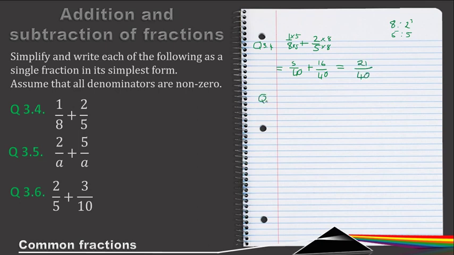Then we go to question 3.5. I've got 2 over a plus 5 over a. So 2 plus 5 gives me 7 over a. That's my final answer. Then question 3.6. 2 over 5 plus 3 over 10. Now lowest common multiple is 10, so multiply by 2, top and bottom. Then I get 4 over 10 plus 3 over 10, and that gives me 7 over 10.